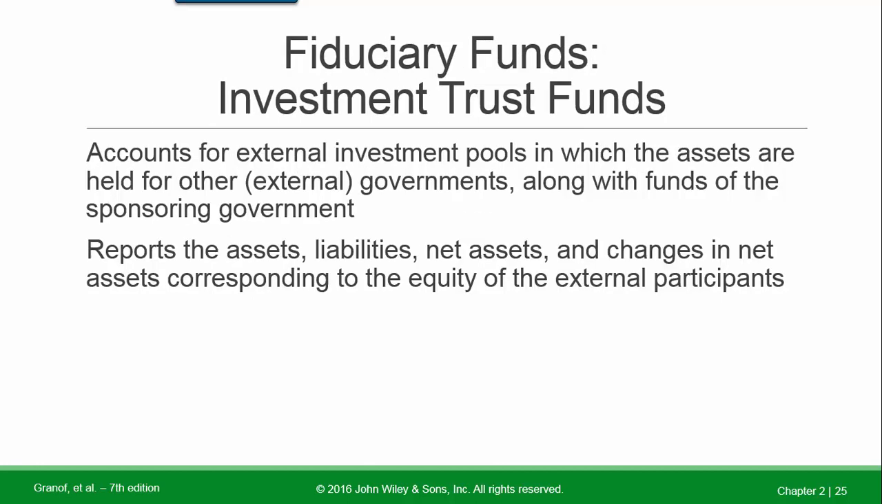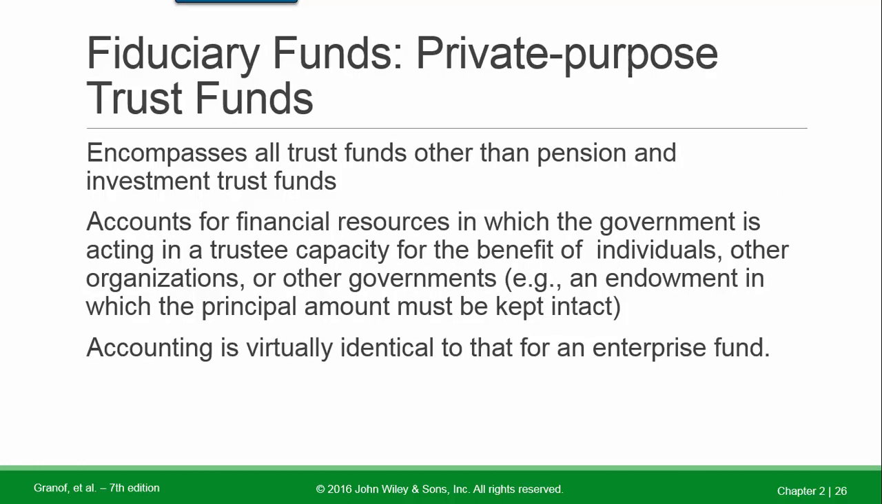Investment trust accounts for external investment pools in which the assets are held for other external governments along with funds of the sponsoring government. So we're investing as a pool instead of each department making investments, or in the state, maybe each county making investments. We're rolling it into a pool. It reports the assets, liabilities, net assets, and changes in assets corresponding to the equity of the external participants. Private purpose trust funds: all trust funds other than pension and investment.